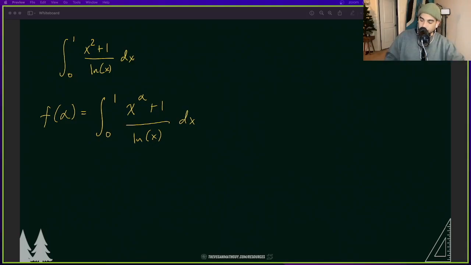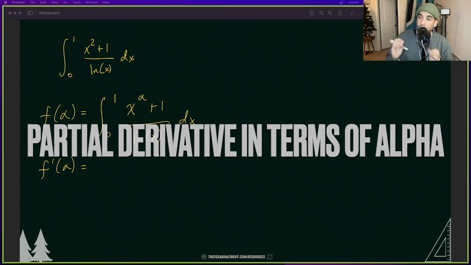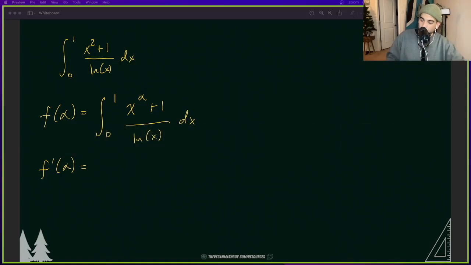And what this technique tells us is that we're going to go ahead and take the derivative of this. And on the right side, we're going to take the partial derivative in terms of alpha. So because we're going to take the partial derivative, this ln of x is just a constant that's on the bottom. So really, we just got to worry about taking the partial derivative of the top.